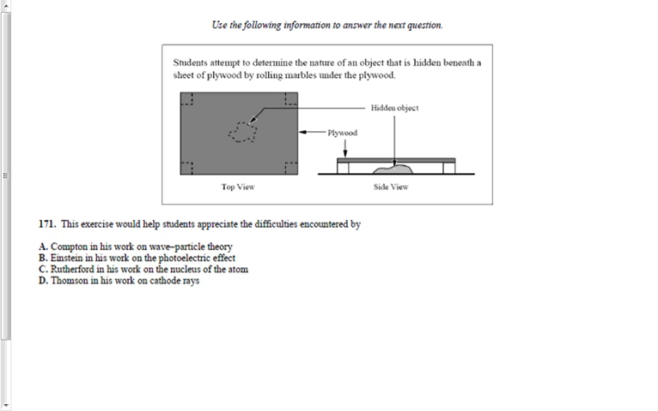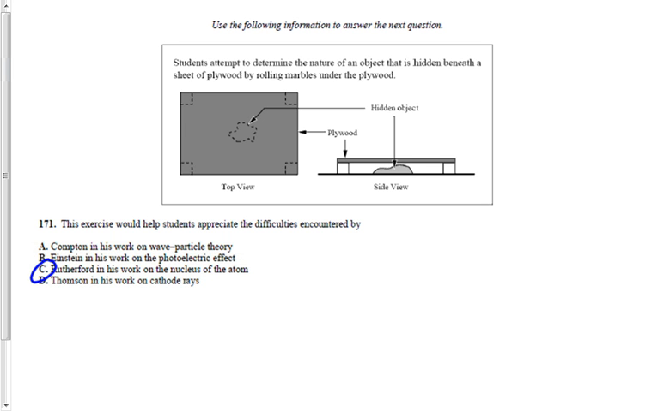Let's take a quick look at this one. The students attempt to determine the nature of an object that is hidden beneath a sheet of plywood while rolling marbles under the plywood. Isn't that kind of like blindfolding a bunch of people, putting them beside a football field and letting them run across? This exercise would help students appreciate the difficulties encountered by Compton, Einstein, Rutherford, or Thomson? Which one would it be? Rutherford, in his work on the nucleus of the atom, right?